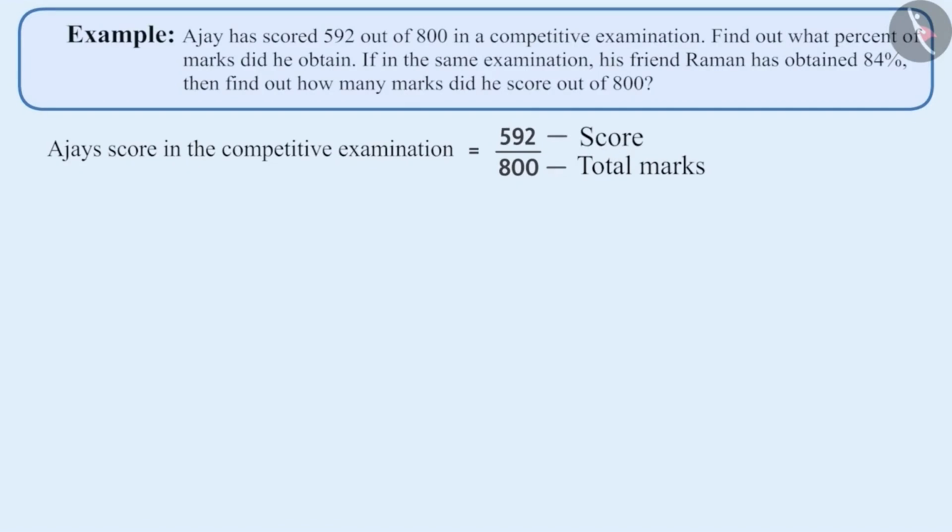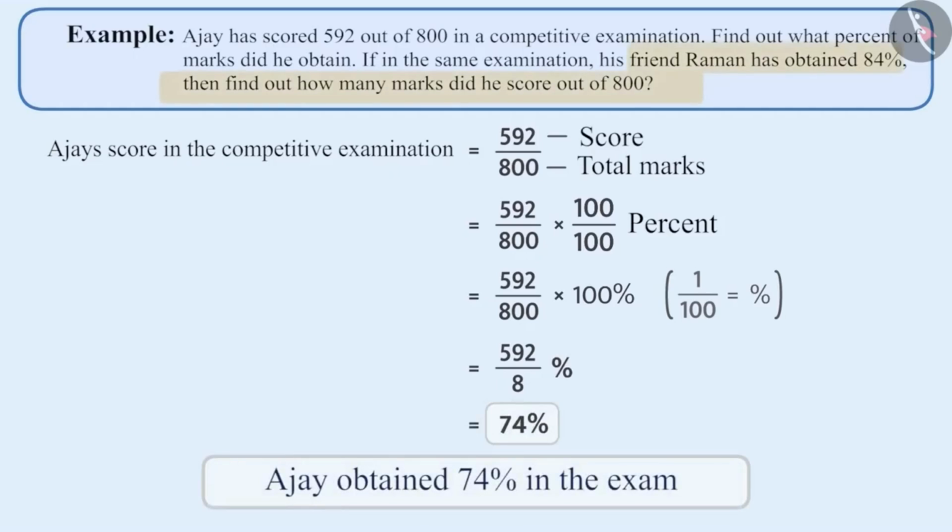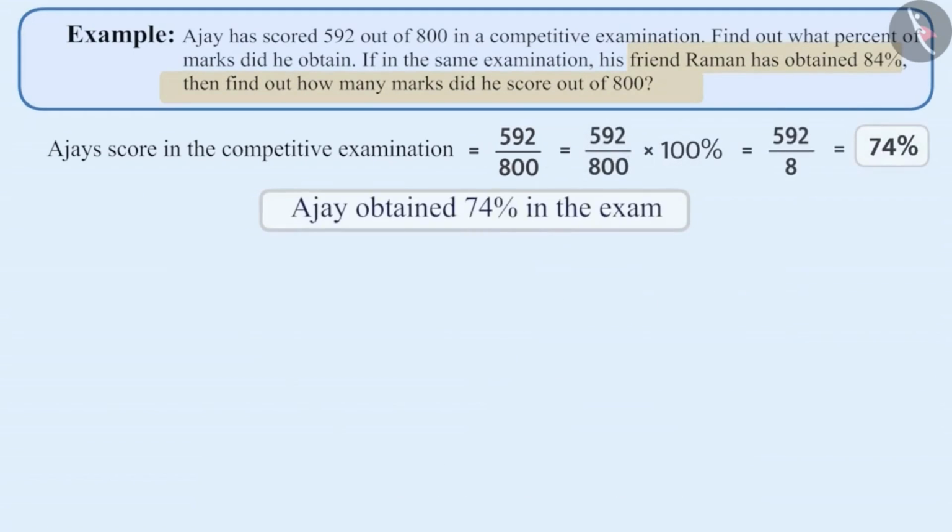Let us express the score in percent. 592 by 800 is equal to 592 by 800 into 100 by 100. Here, we can express 1 by 100 in percentage. In this way, 592 by 800 is equal to 592 by 800 into 100%, which is equal to 592 by 8%, which is 74%. Hence, Ajay has obtained 74% in the examination.